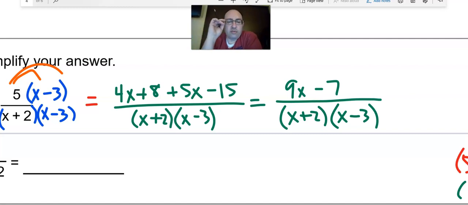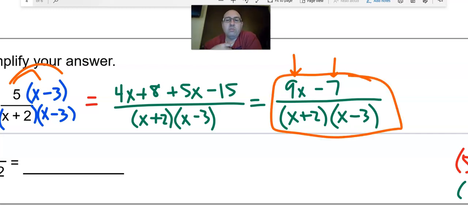Adding like terms, right? 4x plus 5x, that's 9x. 8 minus 15 is negative 7. And there's nothing that cancels with anything in the bottom. So, done with that question.